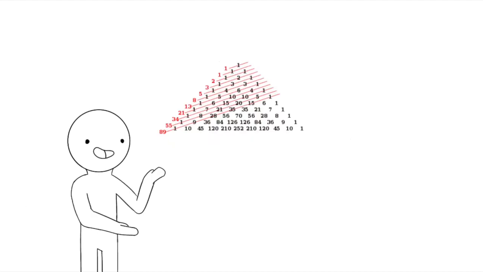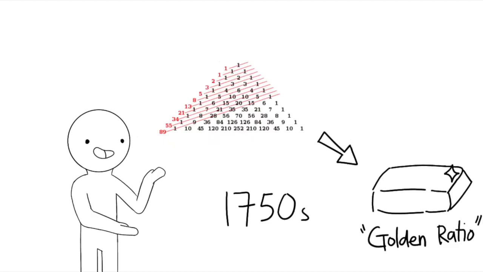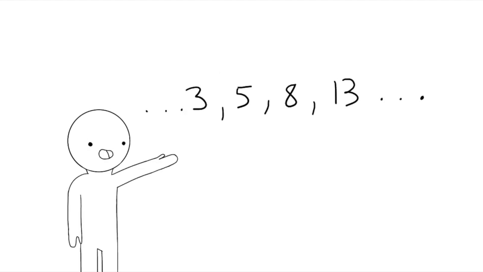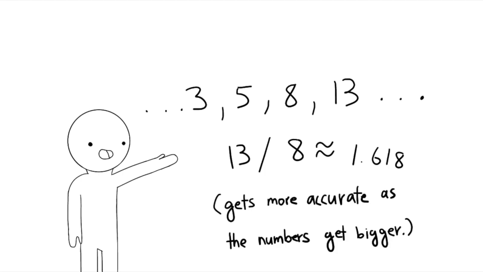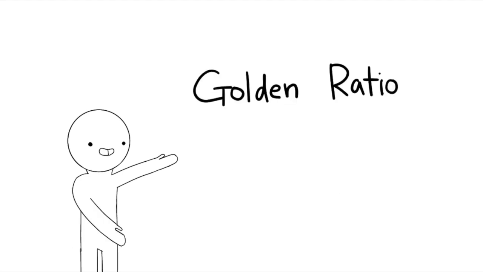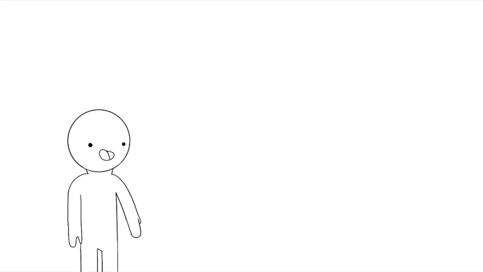The Fibonacci sequence also developed into something called the golden ratio in the 1750s. The ratio of each term in the Fibonacci sequence to the previous term is approximately 1.618. This was later called the golden ratio. It was symbolized by the Greek letter phi. The golden ratio has a lot of unique properties, and it shows up in a lot of things you see today.